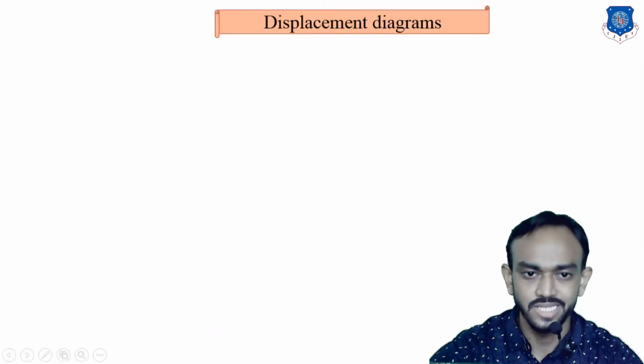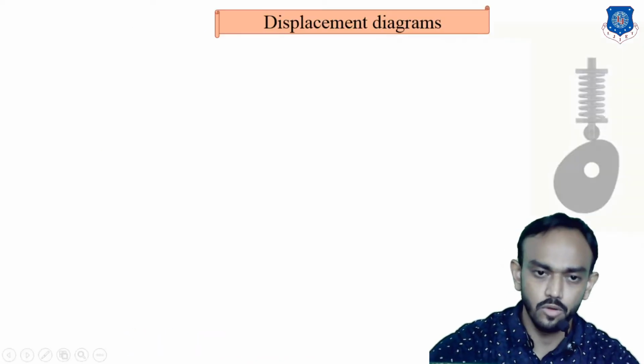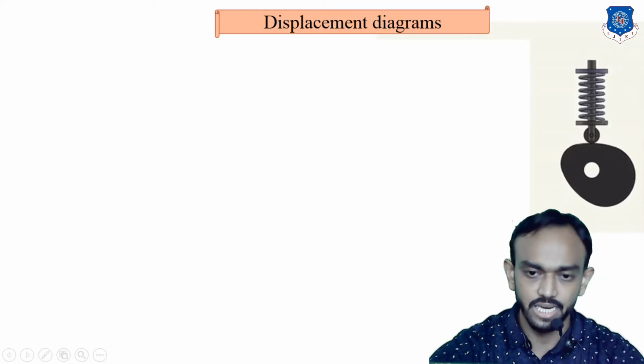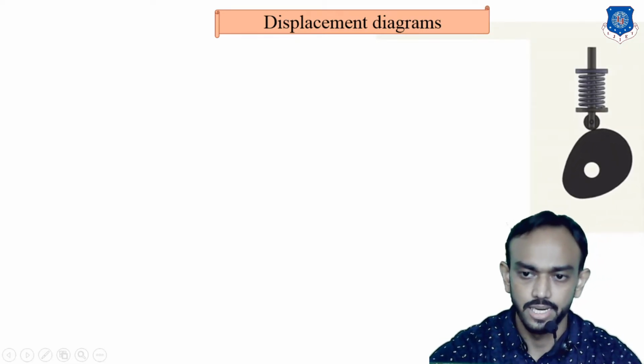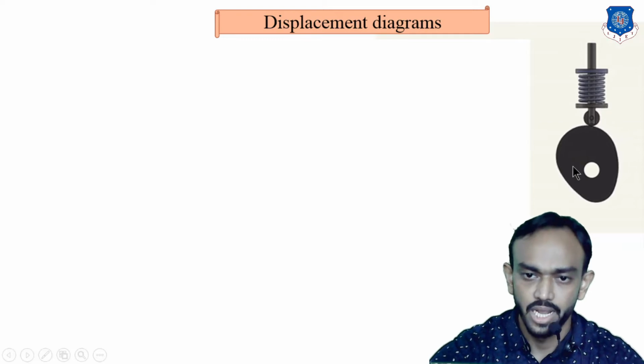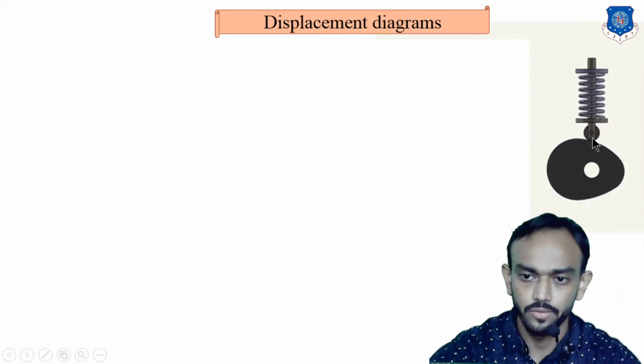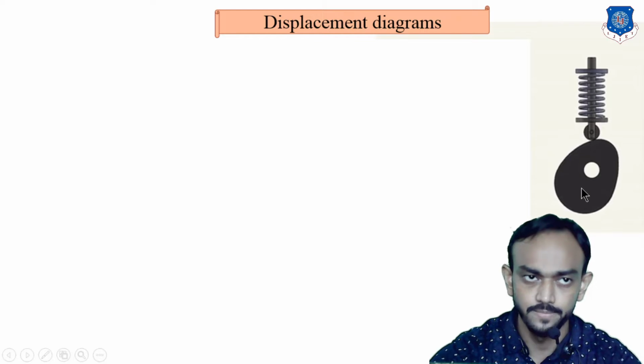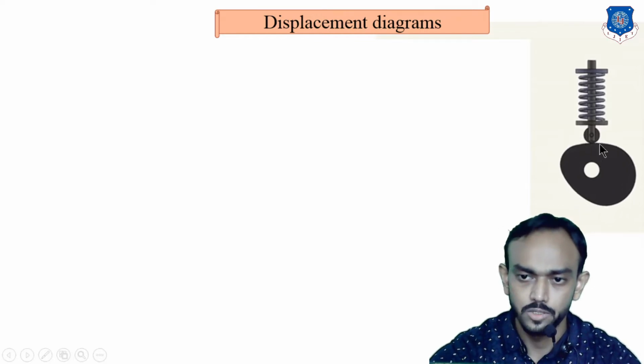Okay, so first of all we start with the displacement diagram. So first of all, what is a displacement diagram? We already learned that this is a cam and profile, and the displacement of the follower you can see here with respect to rotation. The cam is rotating.